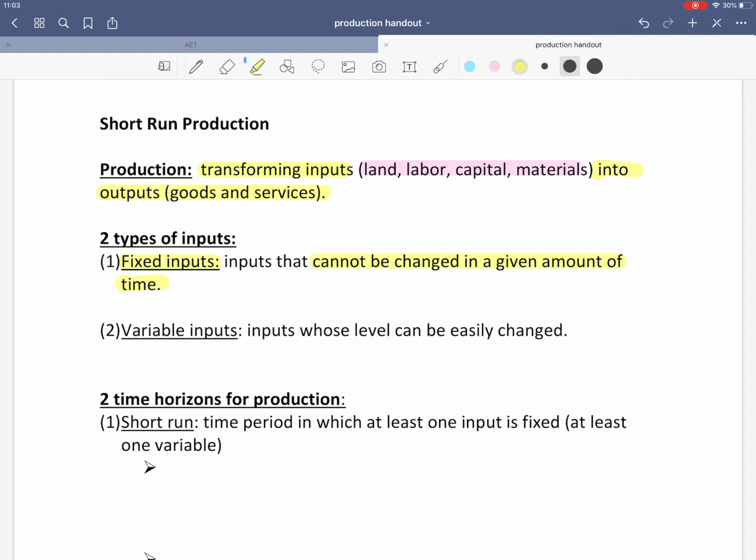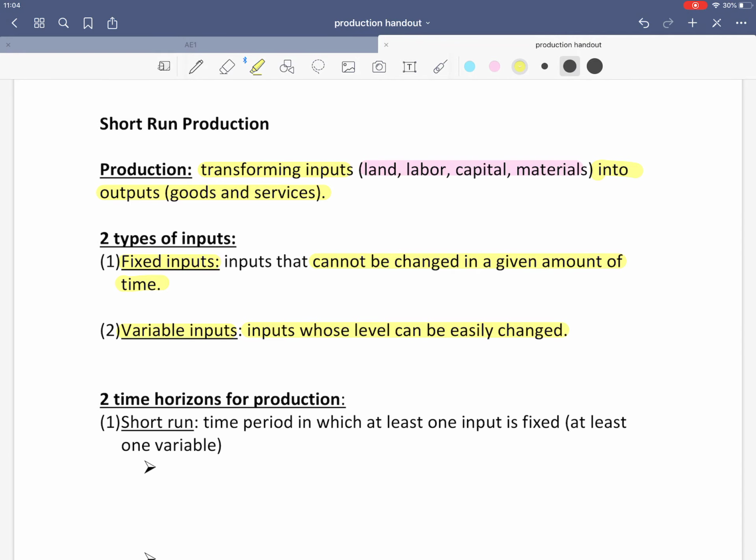Now, the other type of input that we have are these variable inputs. And as the name implies, these are inputs whose level can easily be changed. So you can easily increase or decrease these variable inputs depending on the needs for your firm or your business.